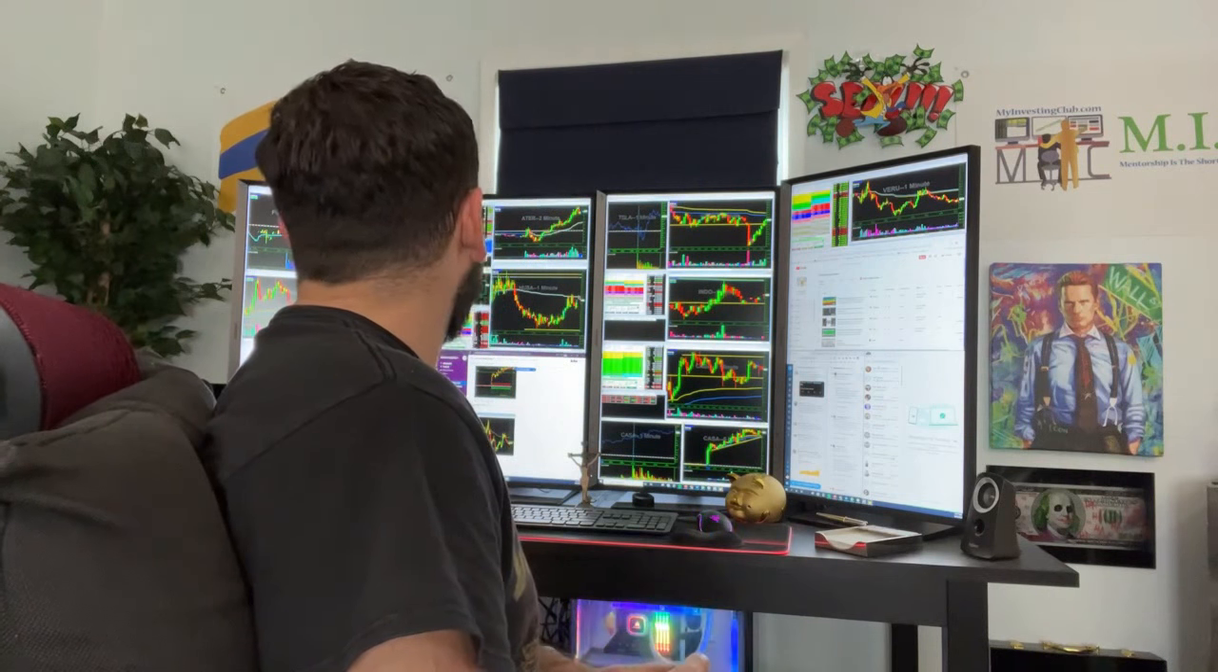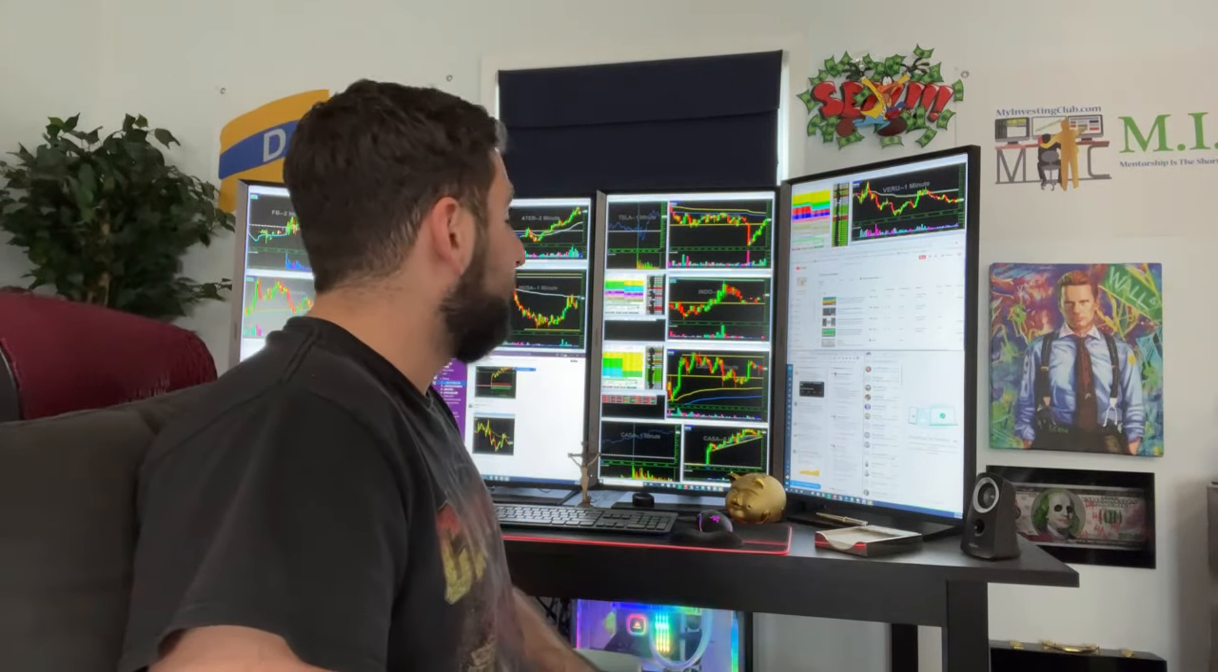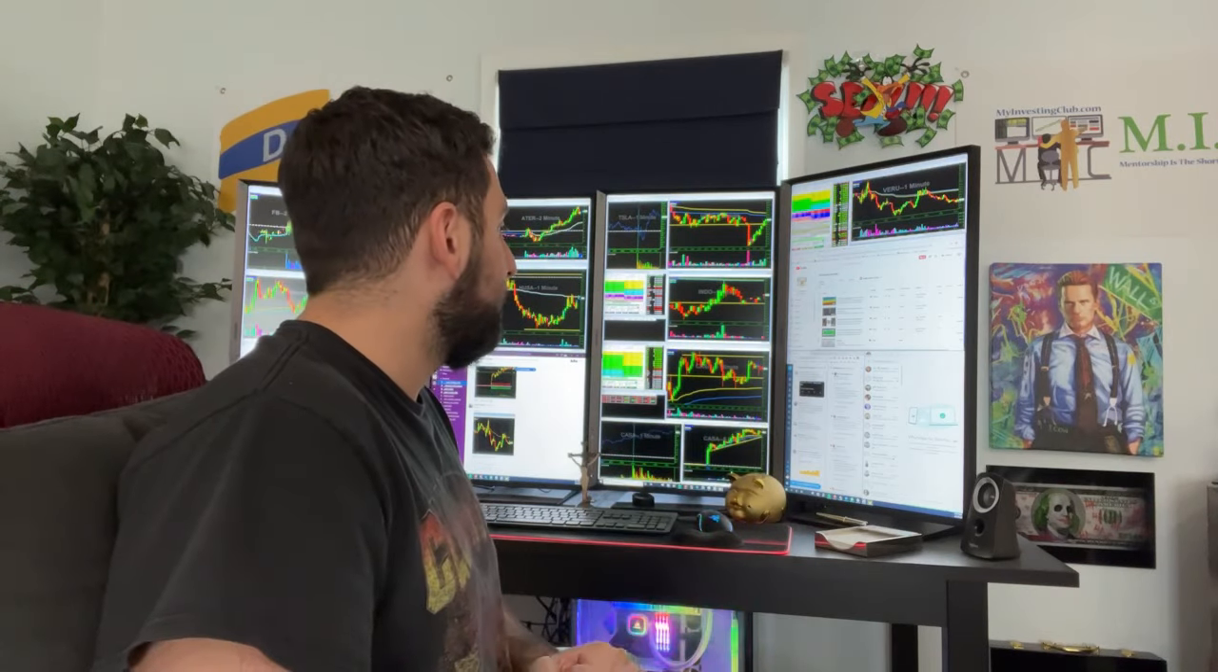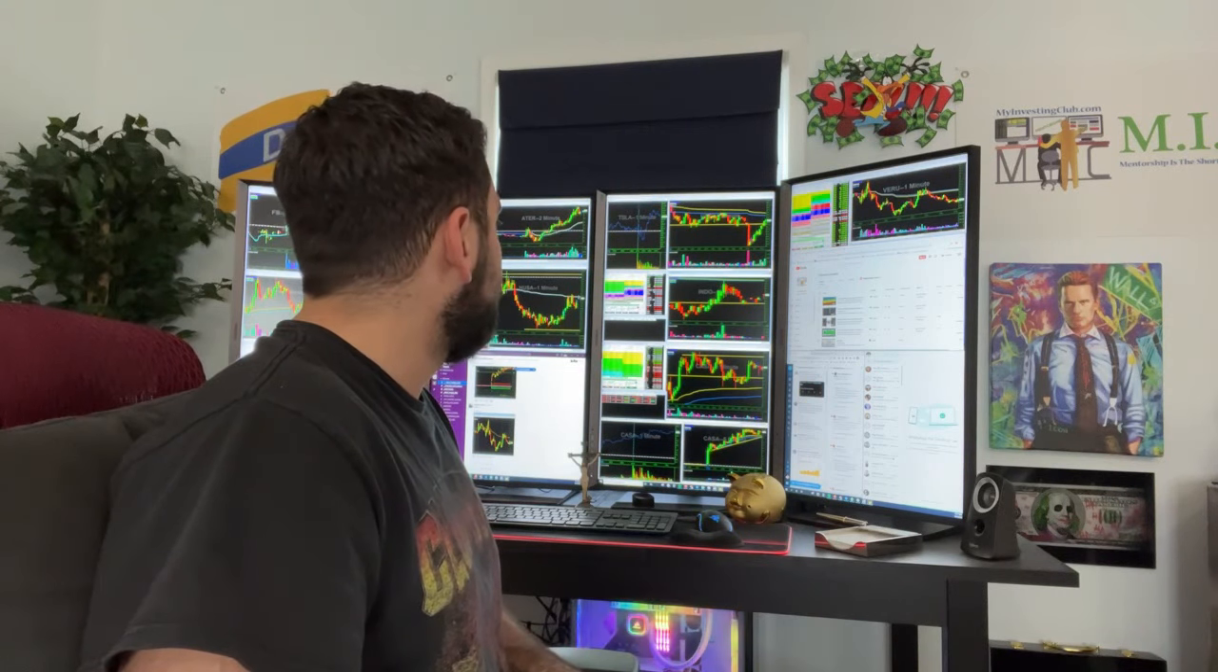Sorry, just looking around too. Stocks that are moving and what's happening. VERU, VWAP projection. Yep, I missed that trade doing this, but it's all good.